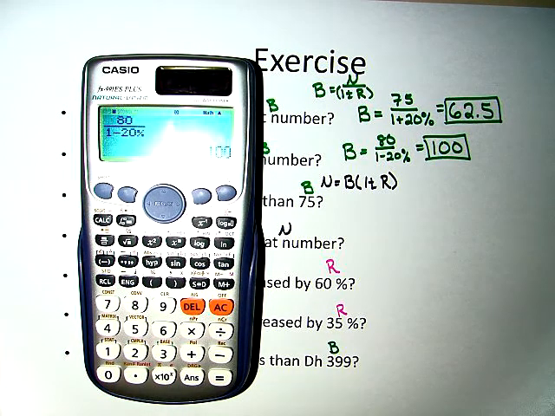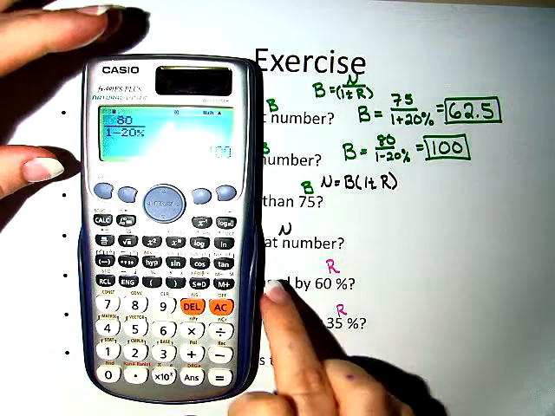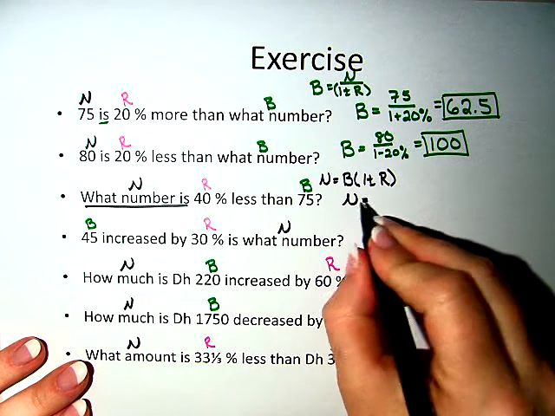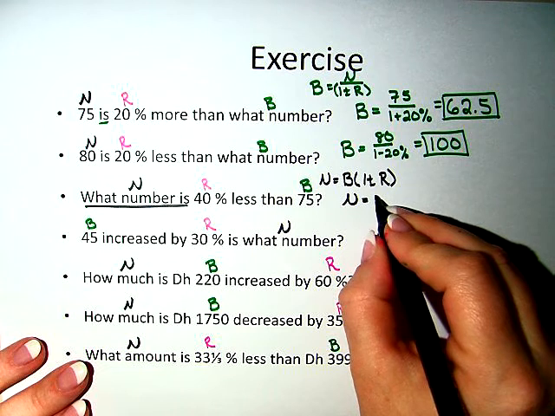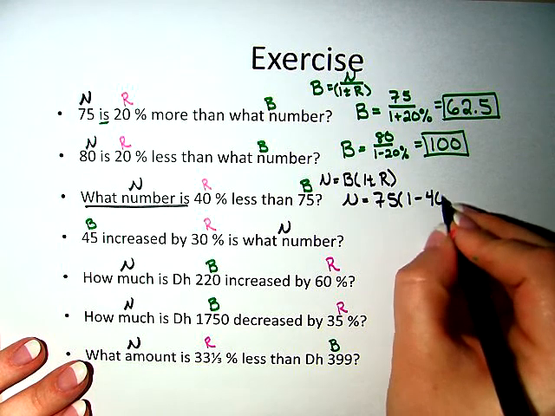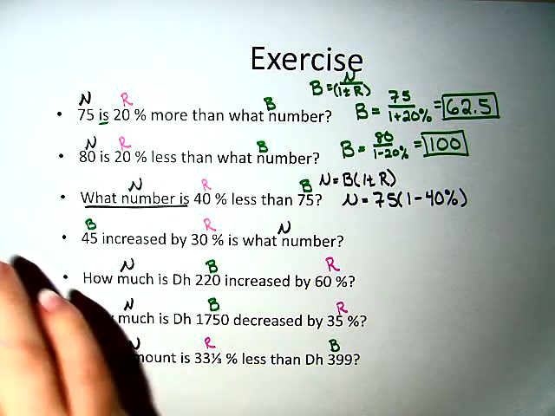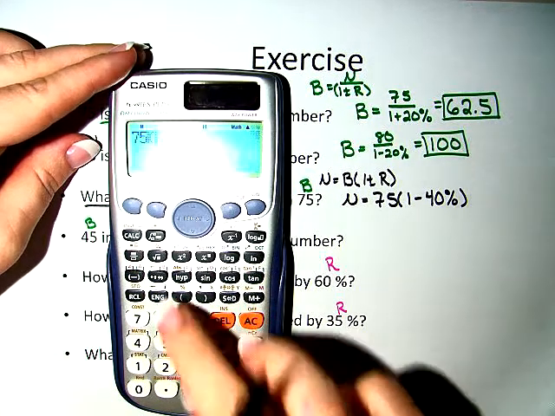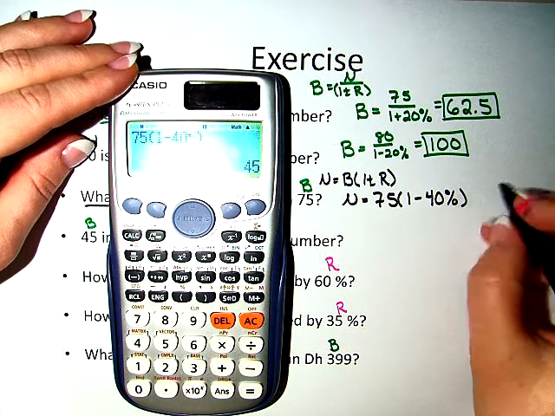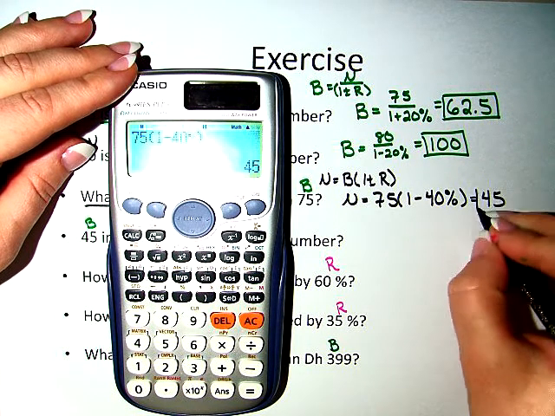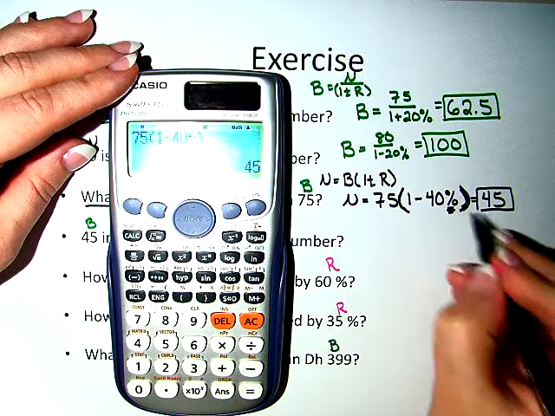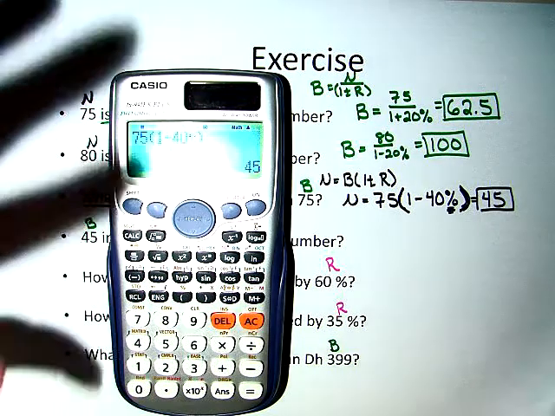Okay, so now the next ones, we're going to be finding all new numbers. What number is 40% less than 75? So 75 is our B. 40% less. So because it's less, it's going to be subtraction. 75, open parentheses, 1 minus 40%. And we get that the answer is 45. Please remember to keep your parentheses and to put this percent symbol. If you don't do either one of these, the whole problem will be wrong.